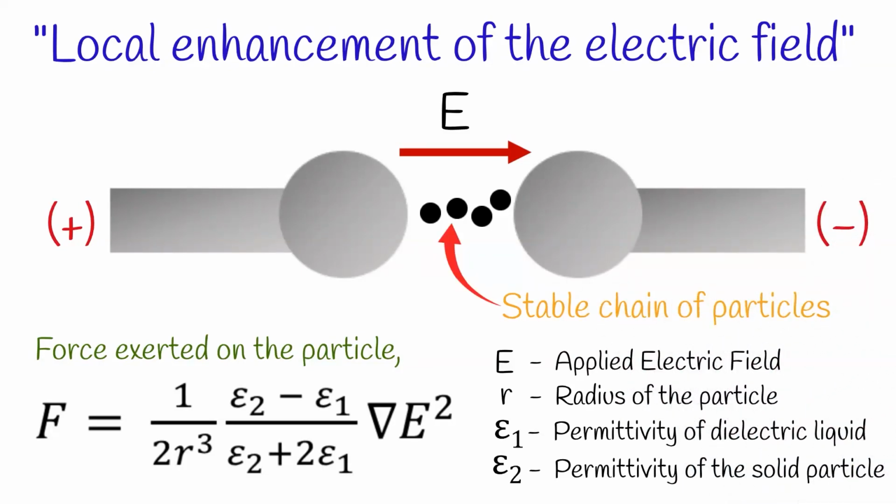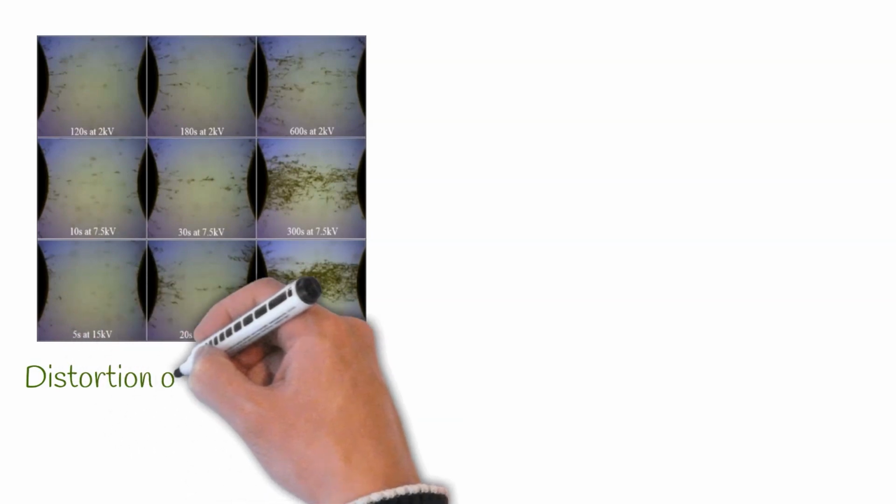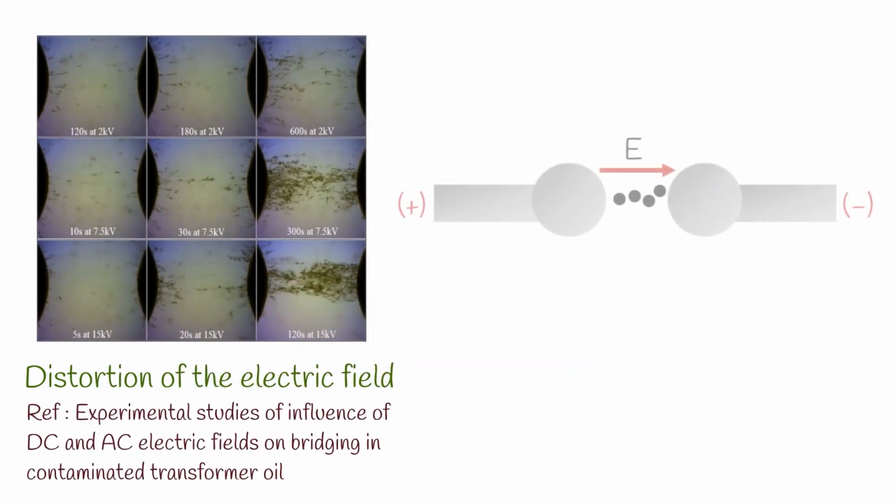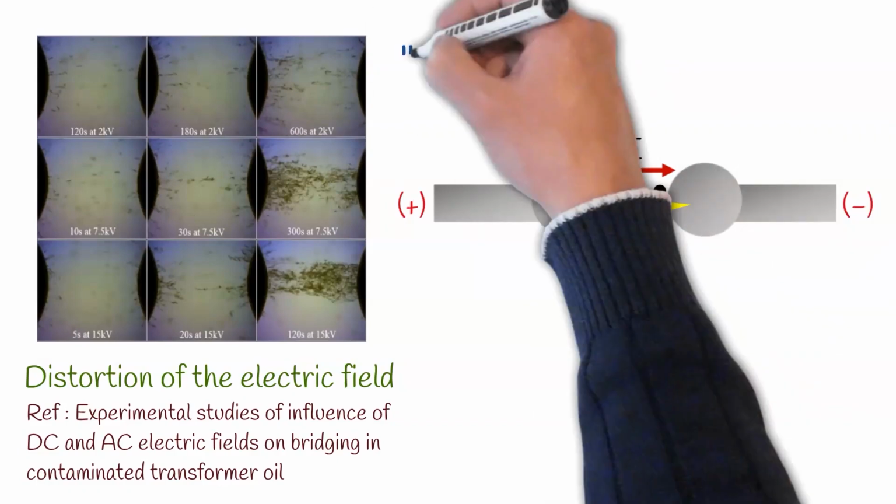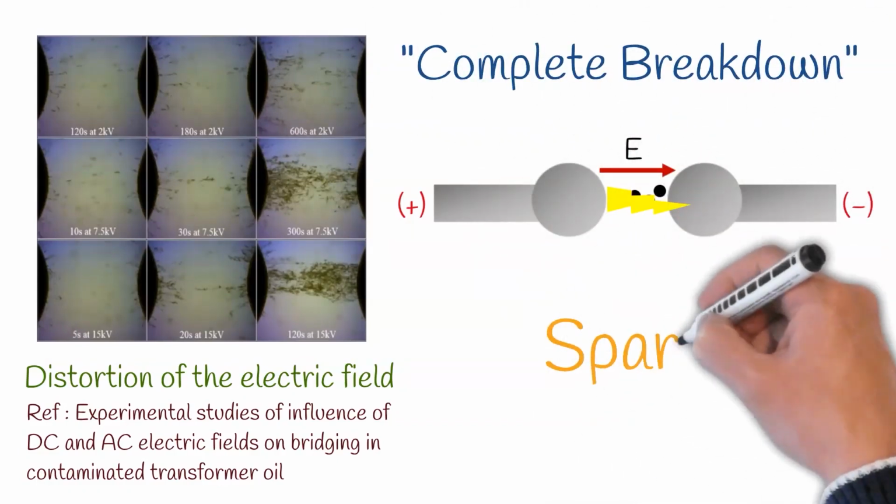of particles. This chain of solid impurities will distort the electric field gradually, causing a local breakdown at its critical length. This local breakdown happens at a relatively low voltage, and it leads to the complete breakdown of the dielectric liquid.